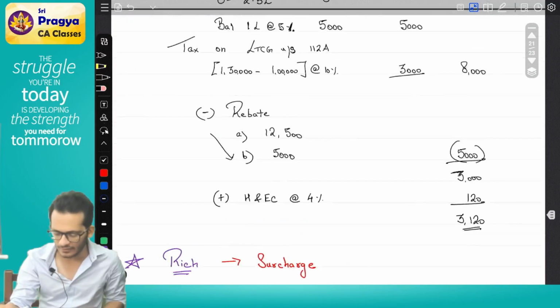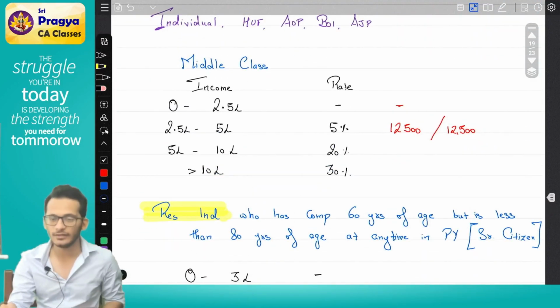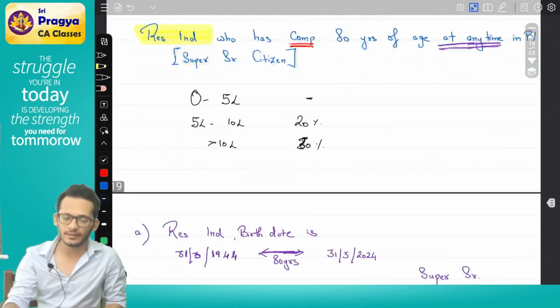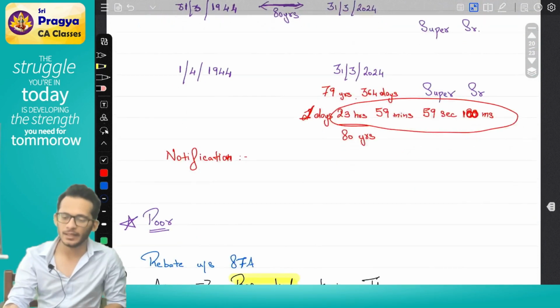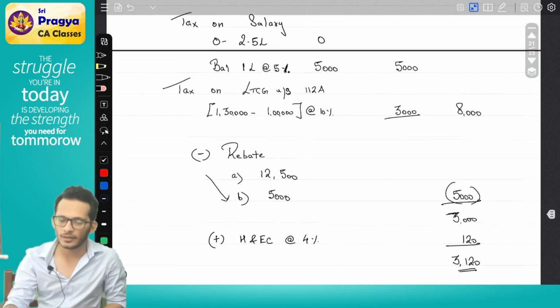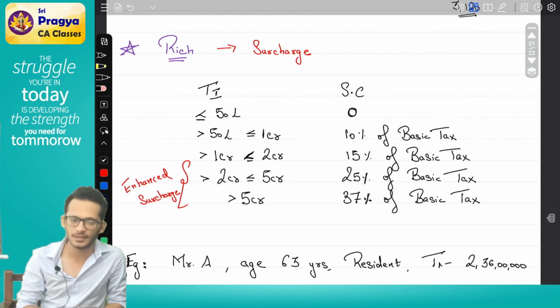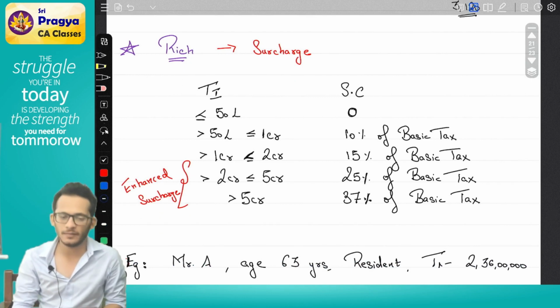From yesterday's class, we decided what happens if you are a normal category citizen with a slab rate. Then we decided what happens if you are a poor person claiming rebate. And then what happens if you are a rich person liable for surcharge, with an extra question of marginal relief. Clear till here? Can we go forward?